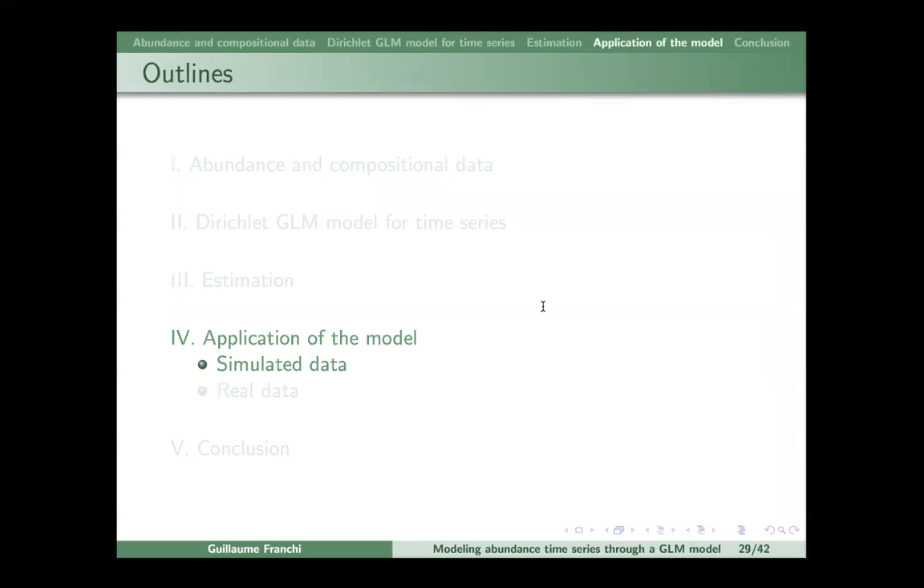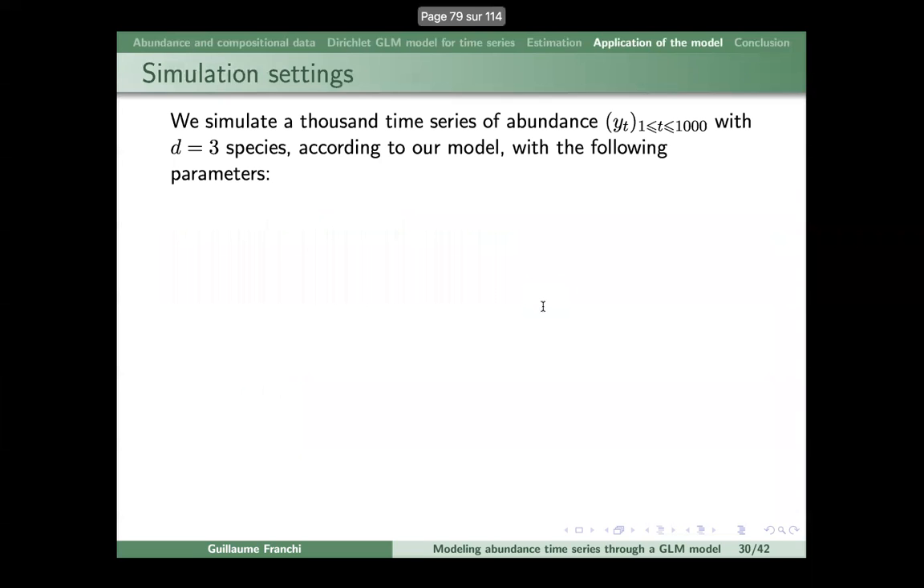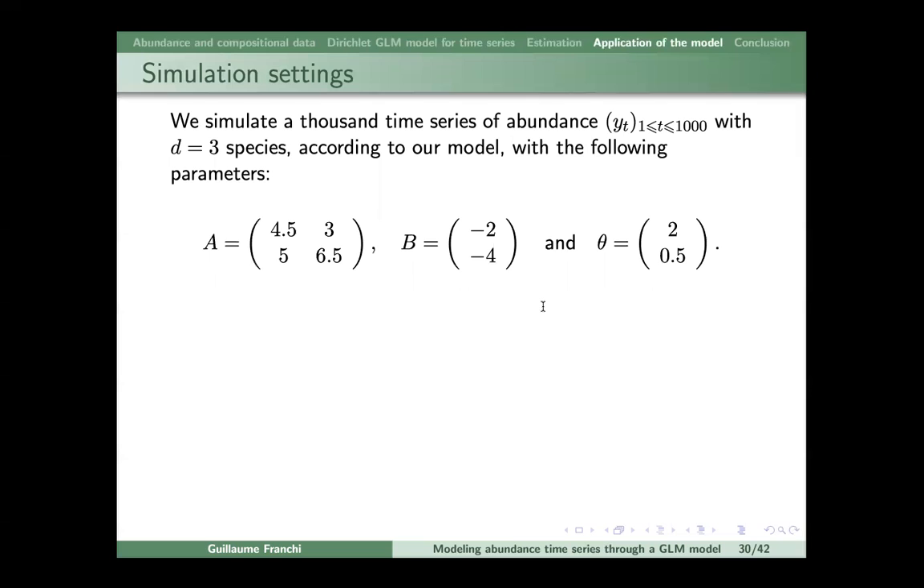Okay, so let's see how both estimators behave with simulated data first. I simulated 1,000 time series of length 1,002 with 3 species and with these parameters for matrix A, vector B, and vector theta. The numbers I chose were close to estimates in real life, because I wanted to have realistic abundance.